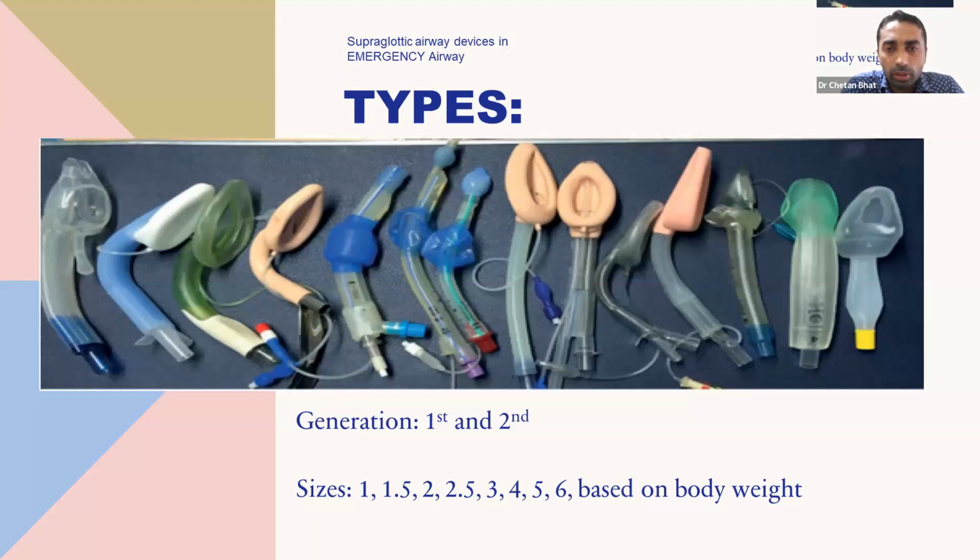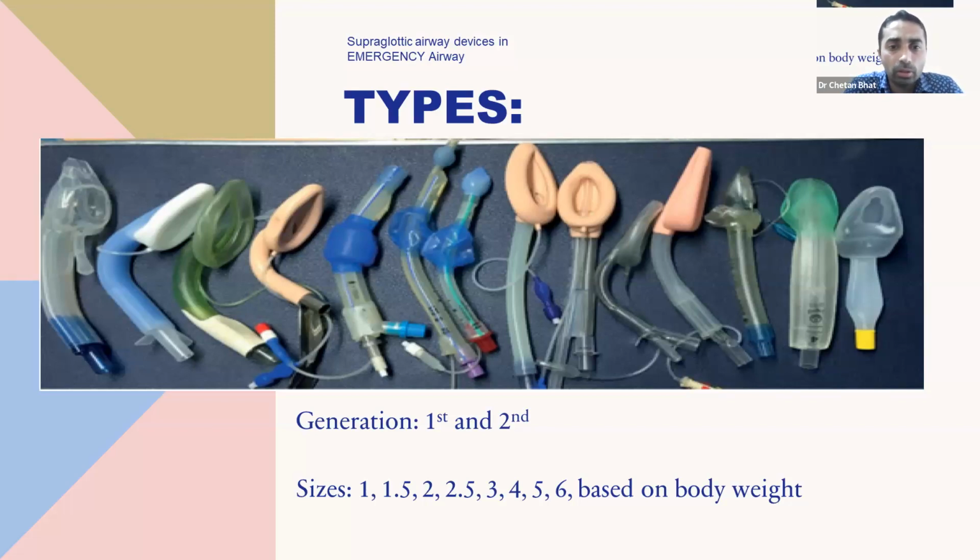So for a normal Indian adult female, we generally use size 3. That is, we have assumed the weight of the patient is around 30 to 50 kg. For around 50 to 70 kg, size 4 LMA is generally used. So these are the various types. Most common types which you find in hospital settings are I-gel LMA and classic LMA. These are the two important types which we need to be aware of.